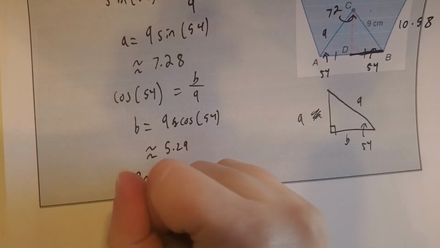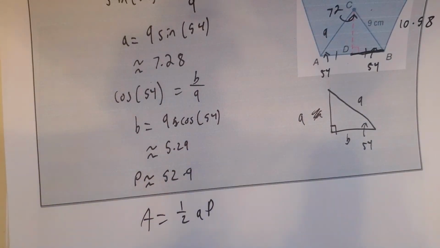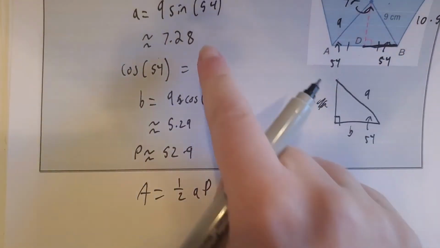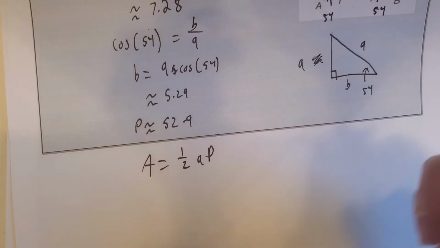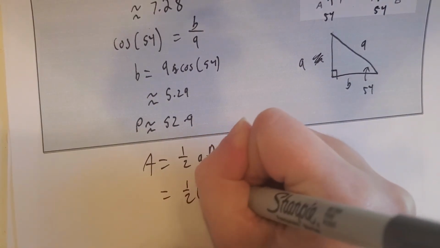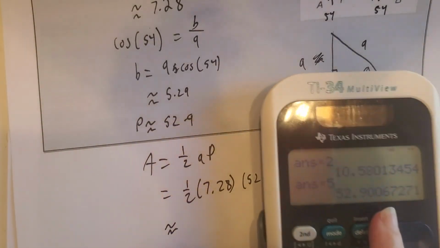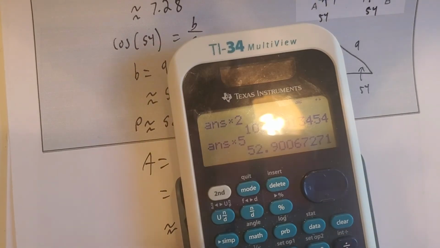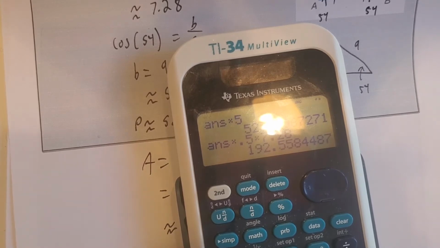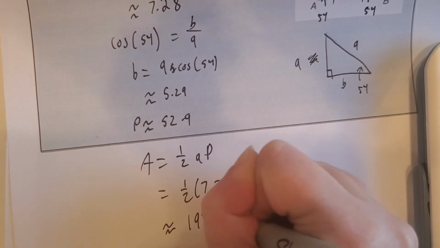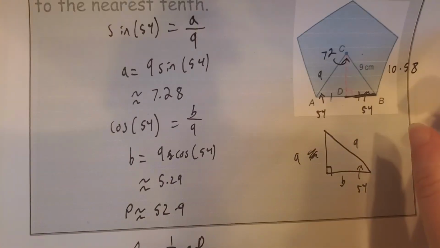So if we use all this, let's see. Again, this is the formula for the area of the polygon. So now we have all that. We had our apothem earlier with 7.28. Perimeter is 52.9. So 1/2 times 7.28 times 52.9 is approximately, we'll keep the 52.9 in there, times 0.5 times 7.28. So this might not be the most accurate, but if we round this off to the nearest tenth, like it asks us to, this is approximately 192.6 centimeters squared.